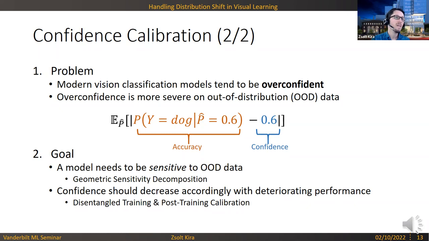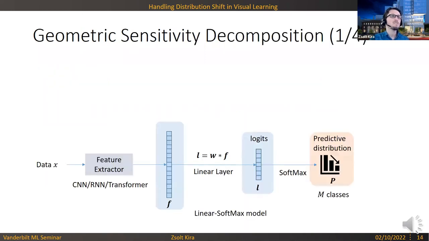And then again, to make the confidence decrease according to deteriorating performance, which can be measured for calibration, we also disentangle training and have a post-training calibration. Again, all on in-distribution data. We don't assume any access to any out-of-distribution data. And so I'll go through the method, and the method really relies on a geometric interpretation of classifiers. Again, this is not something that we developed. It's something that prior methods have also talked about.